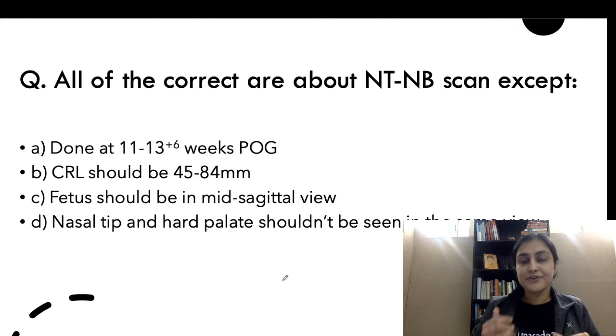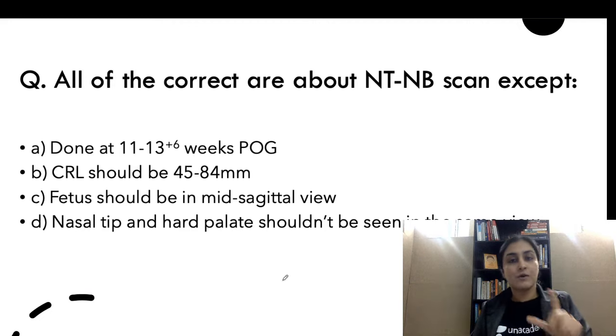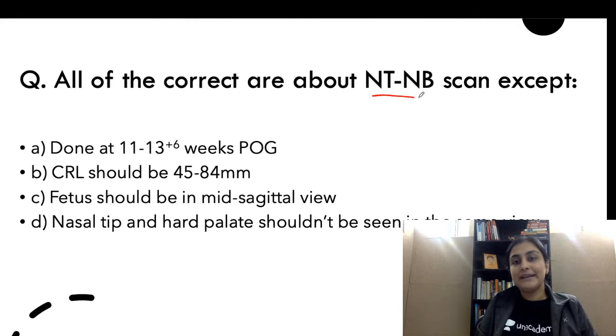Now, in the first trimester, as a part of talking about aneuploidy, when we are trying to detect aneuploidy, along with the dual markers, we use something which is called the NTNB scan. What is the NTNB scan? It is the nuchal translucency nasal bone scan. These are two parameters we use in order to detect soft markers of aneuploidy.